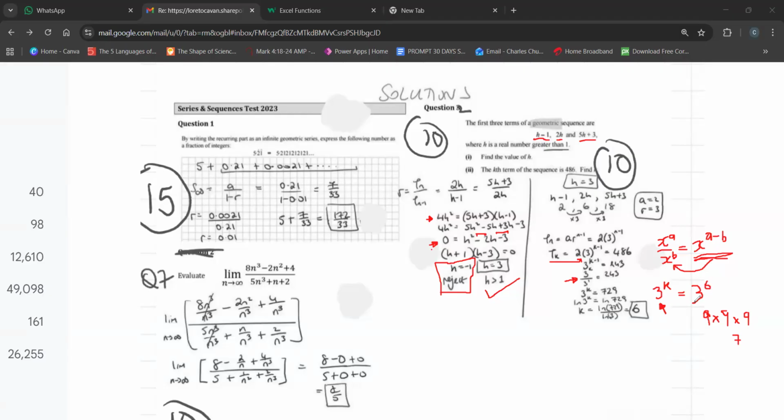Once you establish this, based on the fact that the bases are the same, the bases are the number 3, then the powers don't have a choice but to be the same. These two powers must be the same. So you just say this implies that k equals 2.